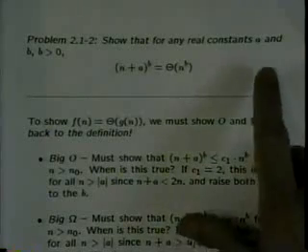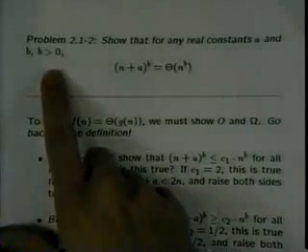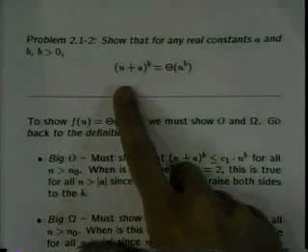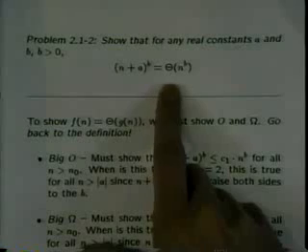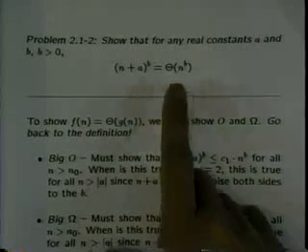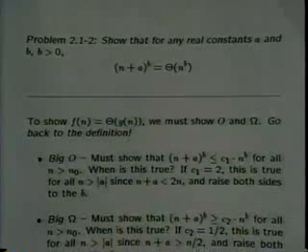The problem of the day asked, okay, there were two problems of the day actually. The first asked: show that for any constants a and b, where b is greater than 0, (n + a)^b is in big theta of n^b. Okay? And the secret to this, of course, is you have to show, if it's in theta, both the big O and the big omega.